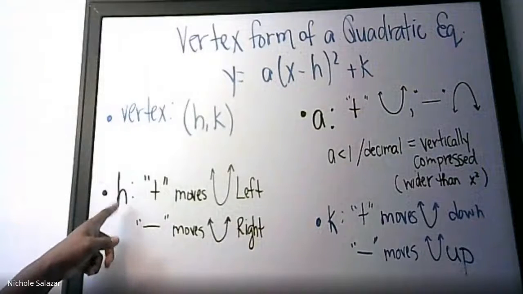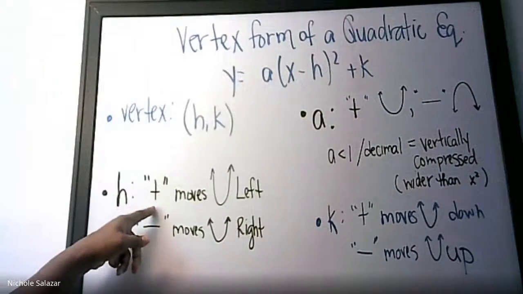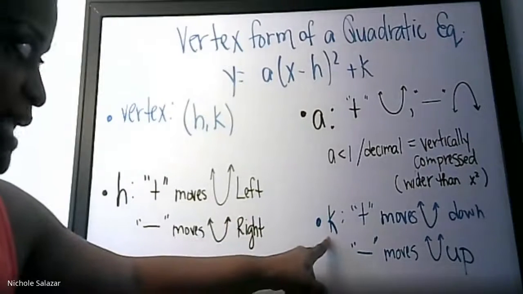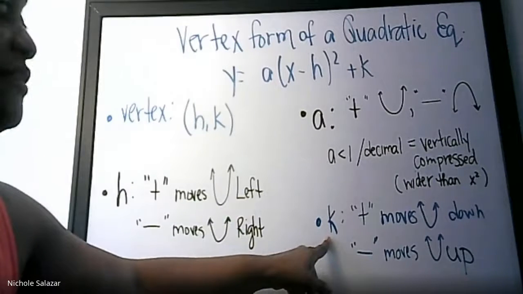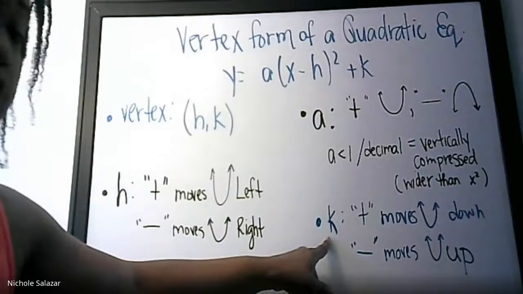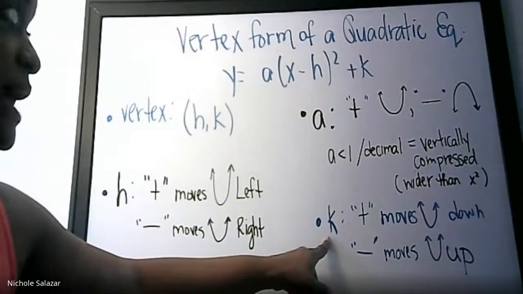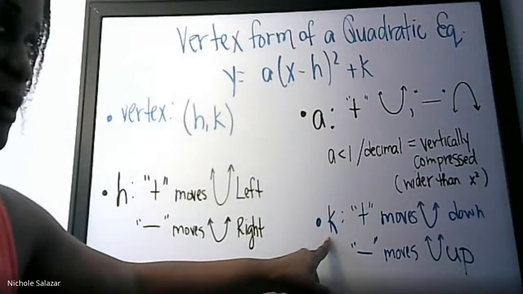If you have an h that is positive, your parabola will move left of the parent graph. And if your h is negative, your graph will move right of the parent graph. If you have a k that is positive, your graph will move down from where the parent graph is located. And if you have a k that is negative, it moves up from where the parent graph is located.